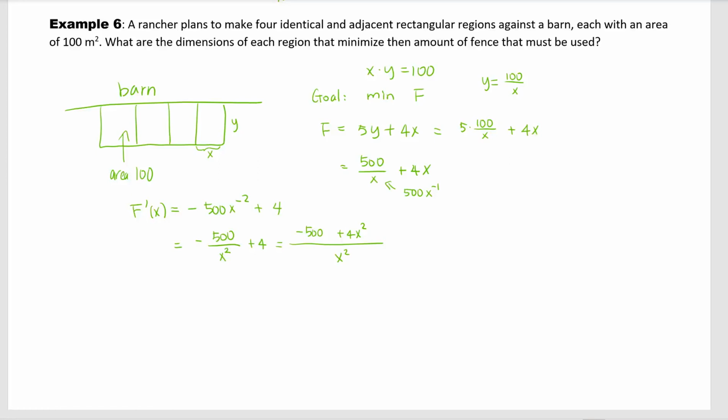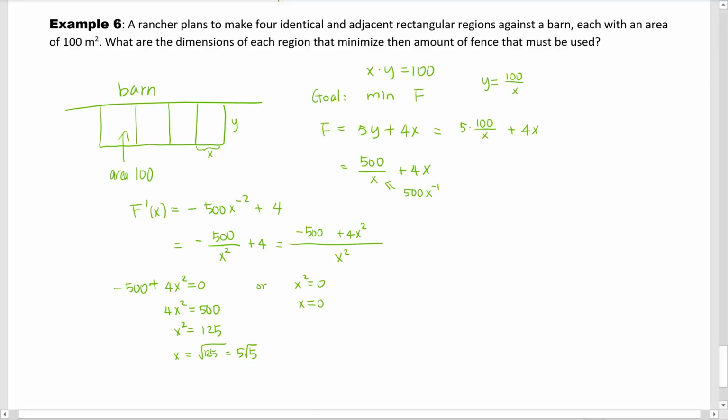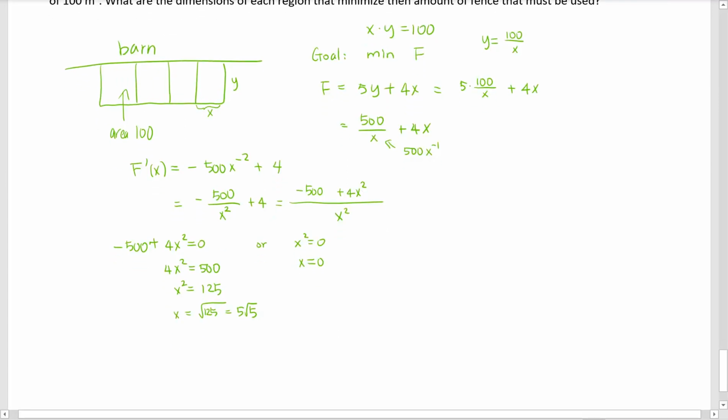How do we find critical points? We make the numerator 0 and the denominator 0. Here 4x squared is 500, so x squared is 125, then x is the square root of 125. 125 is 5 cubed, so this is 5 square root of 5, or x is 0. What is the domain of x?